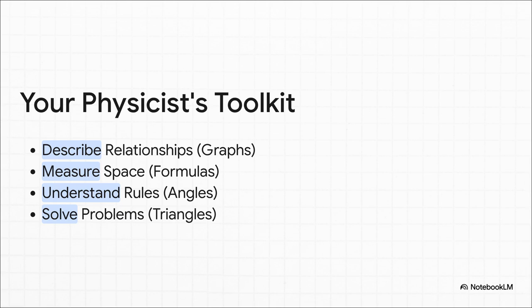So, let's recap the awesome toolkit we just built. We started with graphs so we can describe relationships. Then we added formulas to measure space and shapes. We learned the unwritten rules of angles to understand how systems behave. And finally, we used triangles, our master tool, to solve for things we can't see or reach.